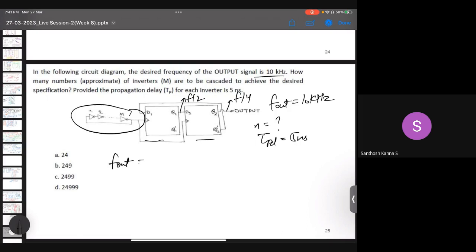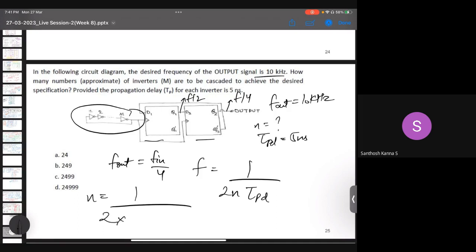So F out will be F in by 4. Is this part clear? This is the trick in this question. The rest of the question is similar. You will just use F will be nothing but 1 upon 2 n tau PD. You need to calculate this n. So can anyone calculate and tell me the answer? This is 5 nanoseconds.